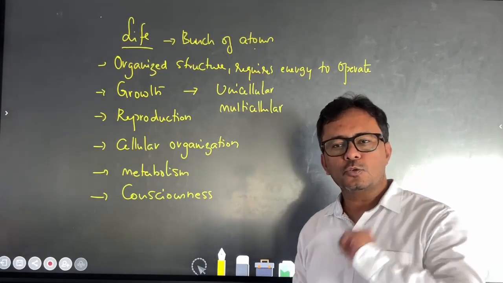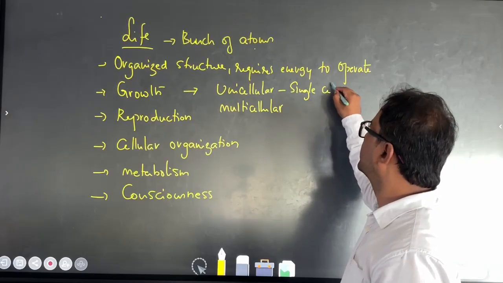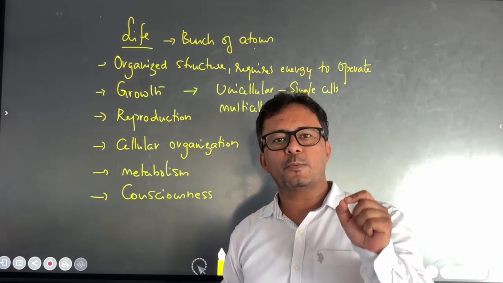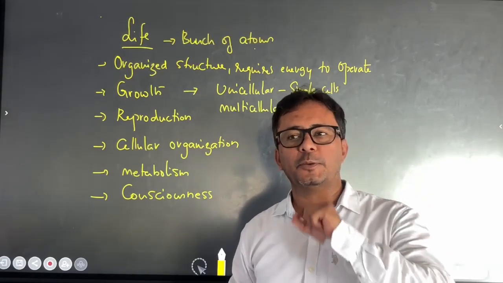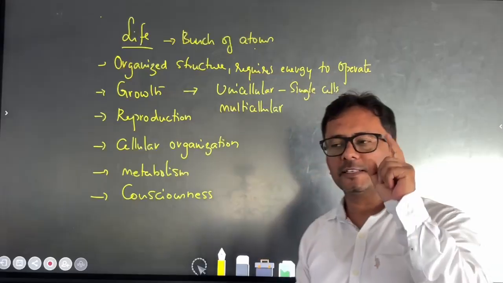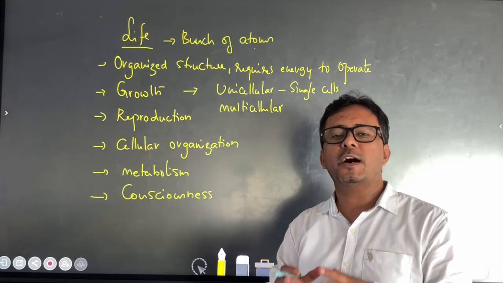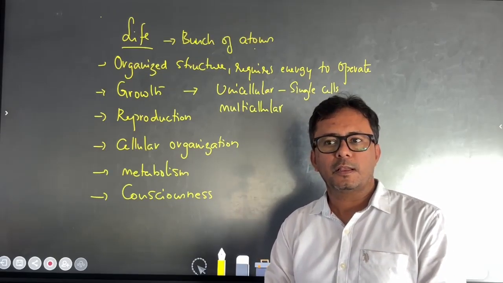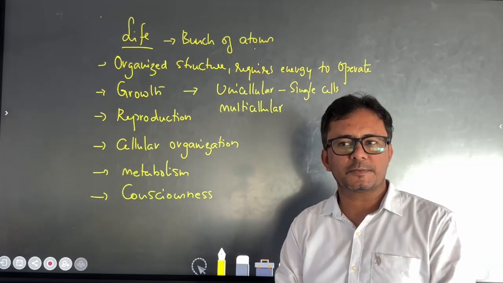Unicellular organisms are those which are made up of single cells. Here, every function of life is performed by that single cell. Means respiration, reproduction, nutrition, everything by a single cell. And a multicellular organism is the one which is made up of hundreds and thousands of cells, if not millions and trillions. And in this, all the cells are organized into tissues, organs and organ systems.